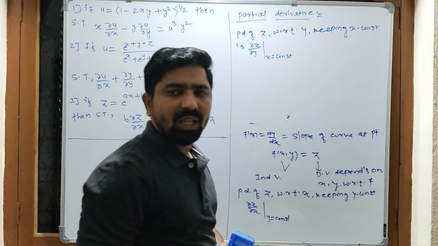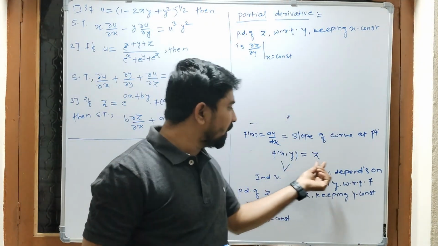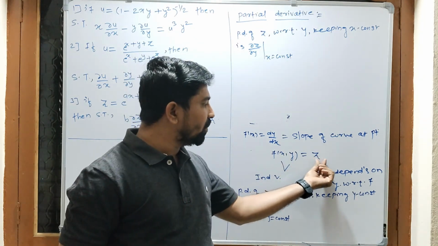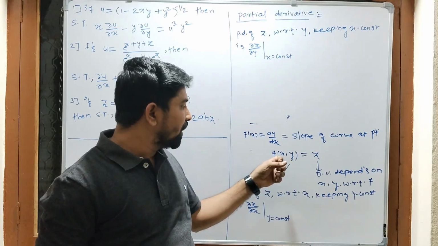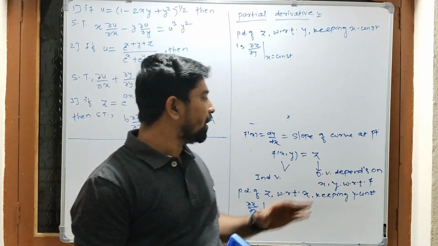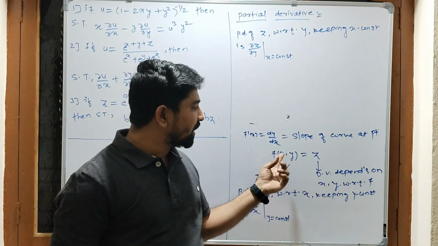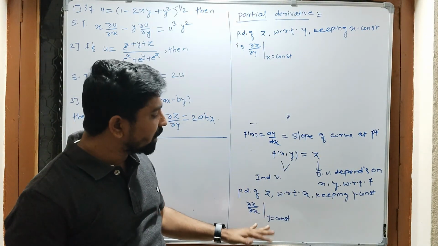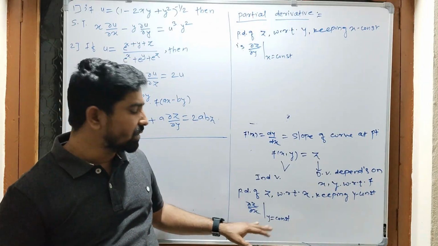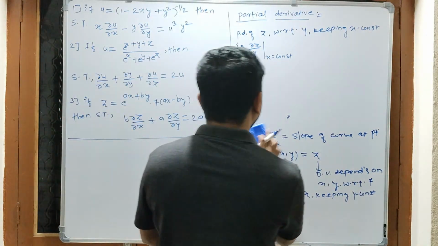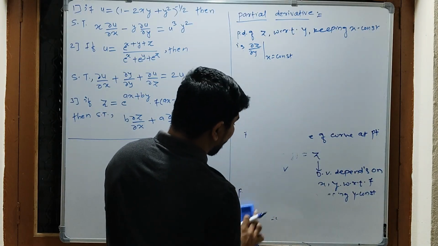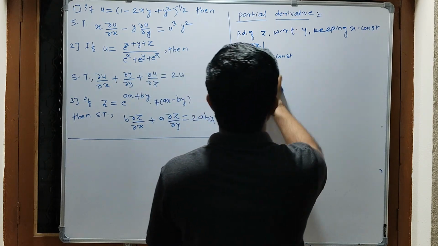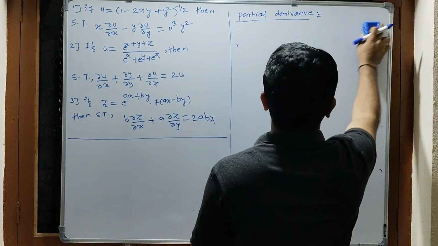So while taking the partial derivative of z in x direction, at that time treat y as the constant. While taking the partial derivative of z in y direction, treat x as the constant. This is nothing but the ordinary derivative of z with respect to x, treating y as the constant. So this is my first order partial derivative of z with respect to x and with respect to y.